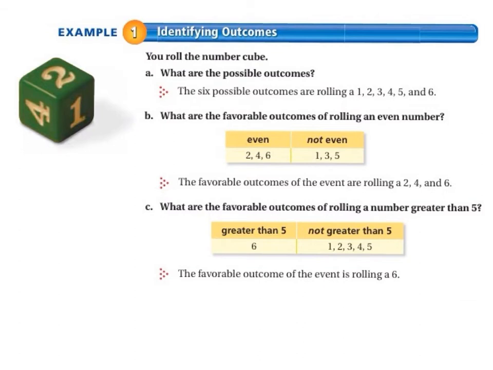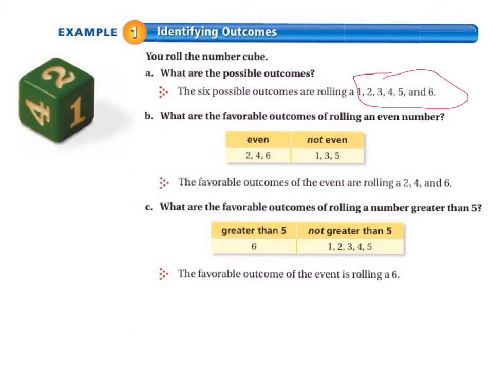Today we'll be starting on page 402 in your Big Ideas Red Book. Example 1, identifying outcomes. You roll the number cube. Letter A says, what are the possible outcomes? The 6 possible outcomes are rolling a 1, 2, 3, 4, 5, and 6. So the outcomes are all of the things that could happen. So that's what an outcome is.